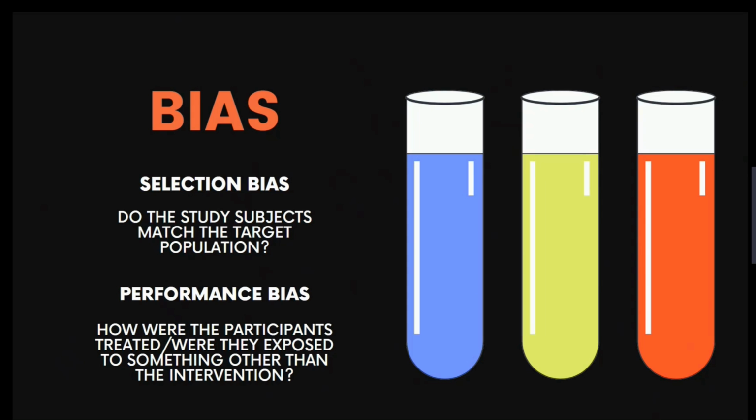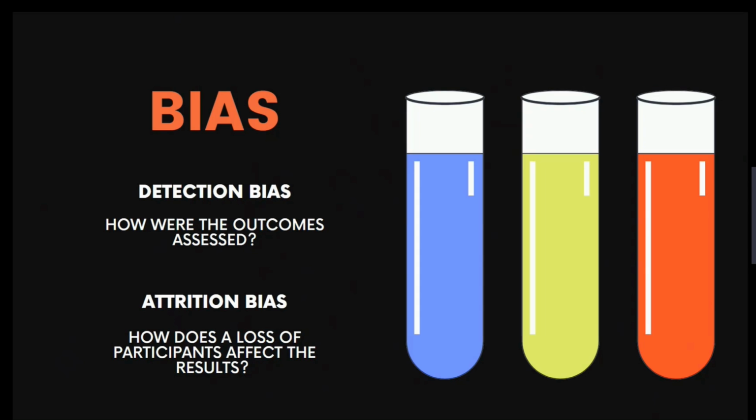Performance bias relates to errors because of how the participants were treated, or if they are exposed to something outside of the initial treatment. It's important here to check if the researchers have discussed blinding, so they are not aware of which animal has received the intervention and which has received the comparison.